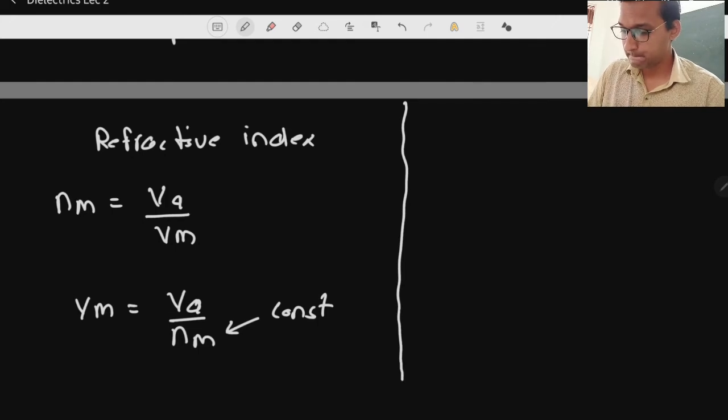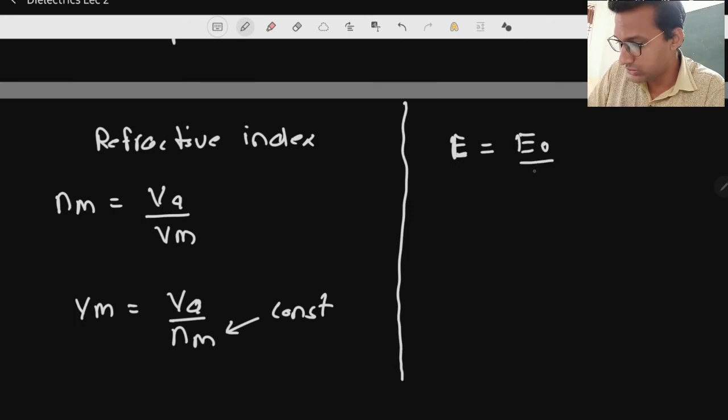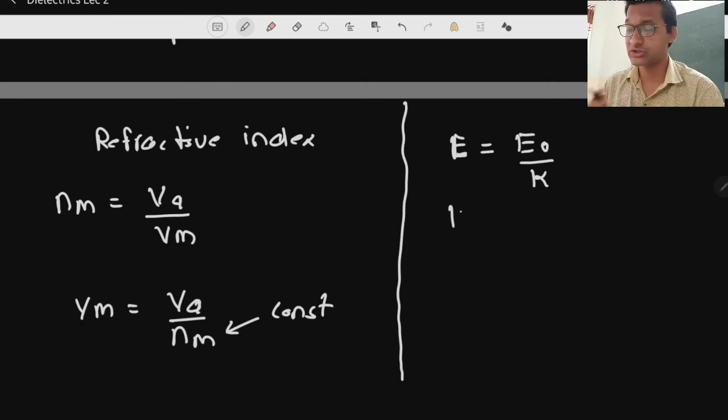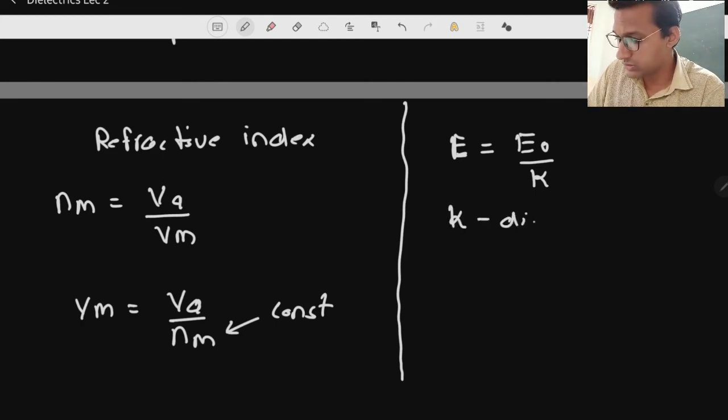In the same way, as velocity decreases when light travels in a medium, the electric field also decreases when we introduce a dielectric medium. The net electric field, or the electric field in the presence of a dielectric medium, is equal to E naught divided by K. This K is the dielectric constant.